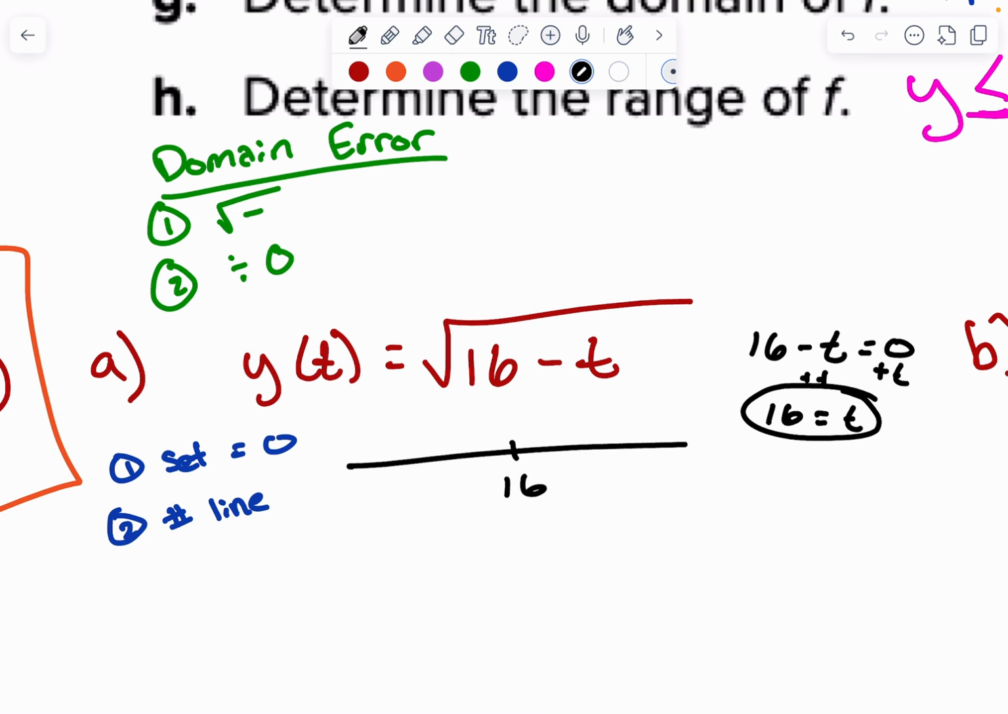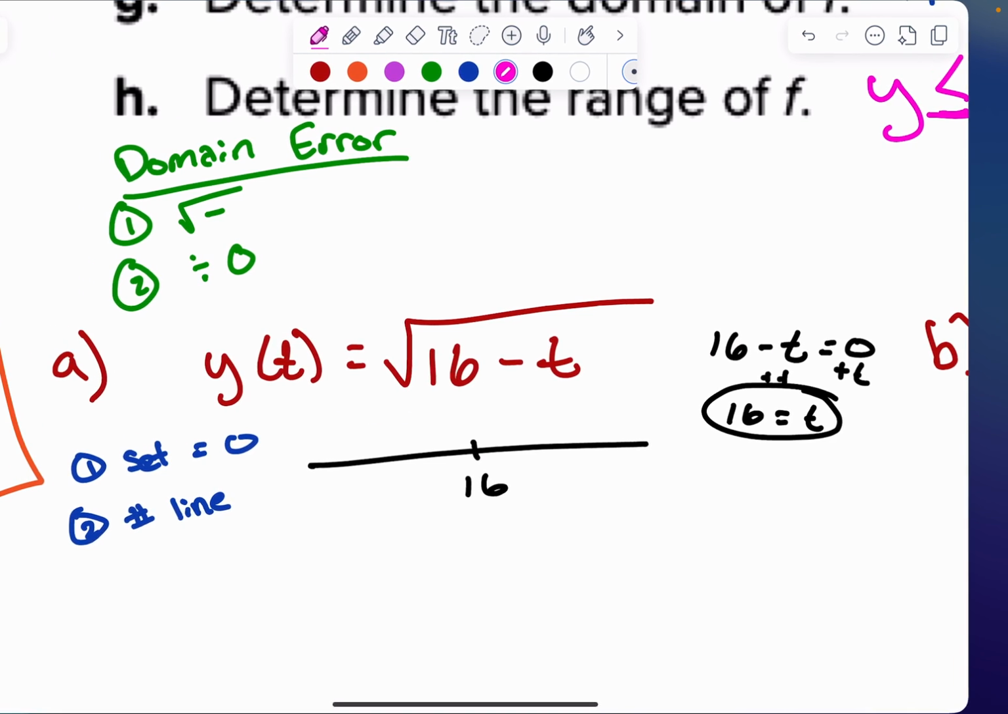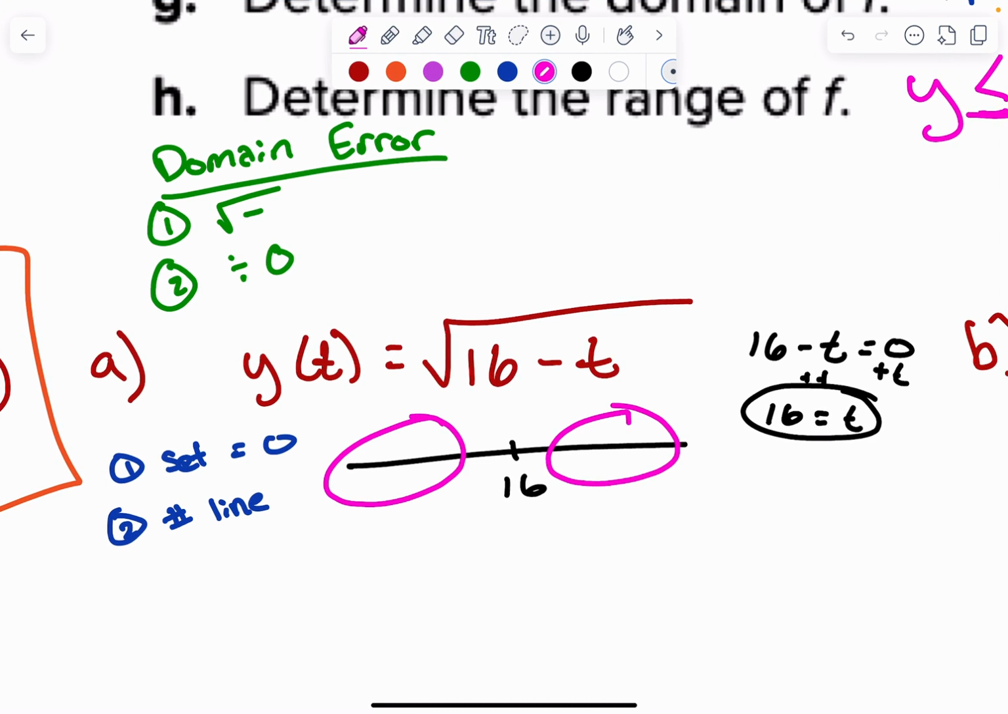So I'm going to put 16 here, and I'm going to test a point over here, and then test 16 exactly to see what we're looking at. For a number on this side of 16, you could use 15, you could use 14, whatever you want. I always use 0 if I can. And then on this side, let's do 17, whatever. It doesn't matter what your numbers are. You're going to end up with the same pattern.